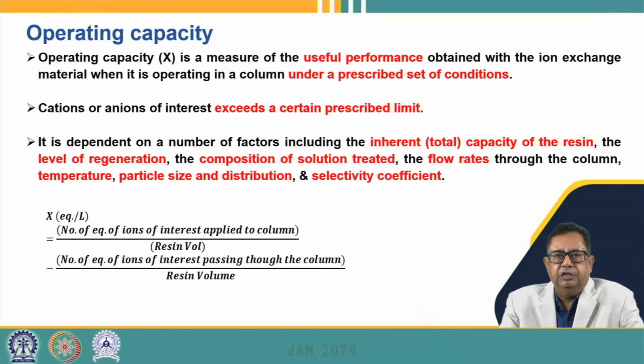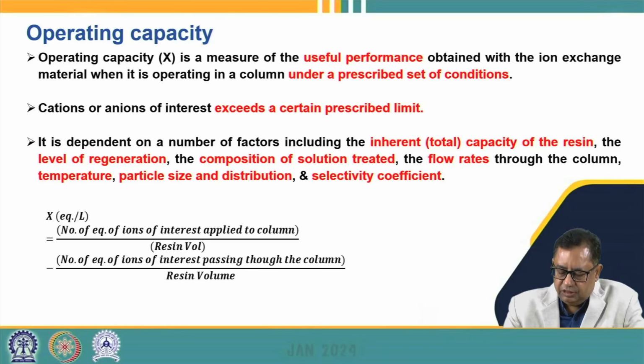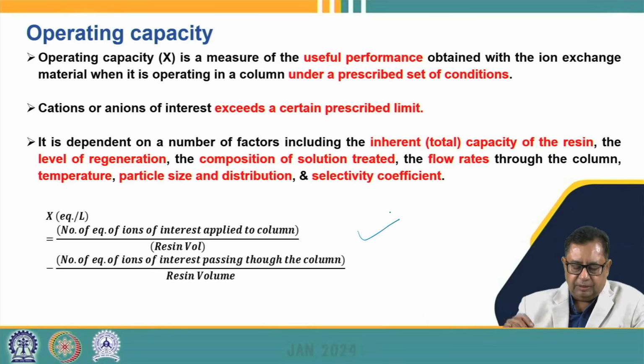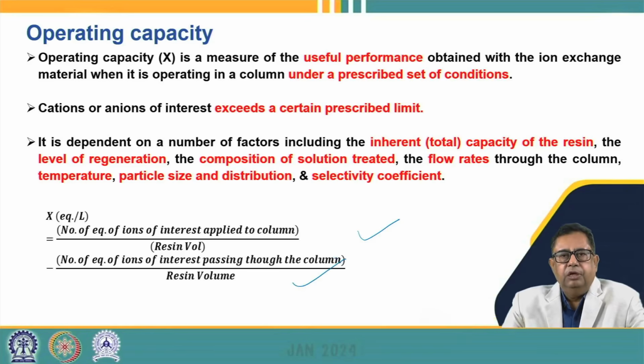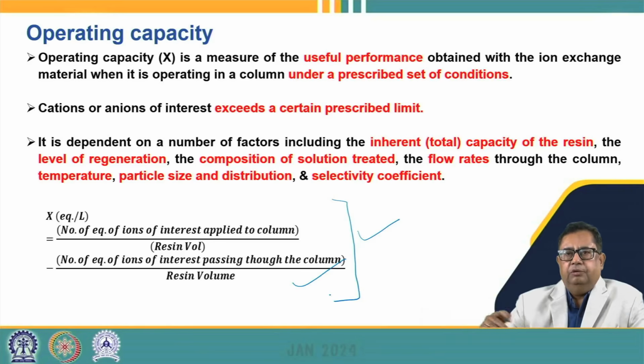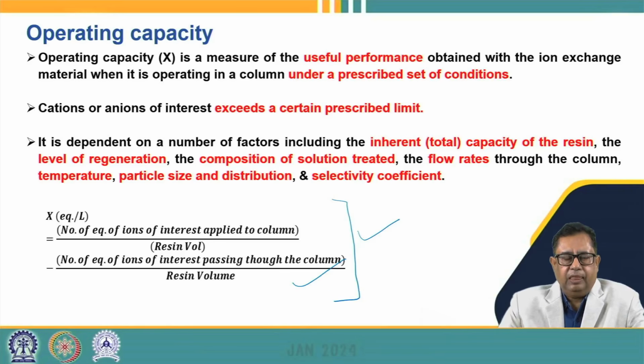The particle size and distribution we have already discussed, so that also defines the operating capacity. And similarly, the selectivity for the type of cations or anions that we want to remove also defines the operating capacity. In general, if we represent the operating capacity by X, it is equal to the number of equivalents of ions of interest applied to the column divided by the resin volume, minus the number of equivalents of ions of interest passing through the column divided by the resin volume. So this gives us the operating capacity up to the point at which we stop our operation. We'll discuss this in the coming examples.